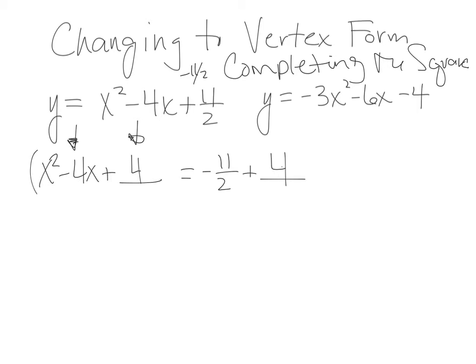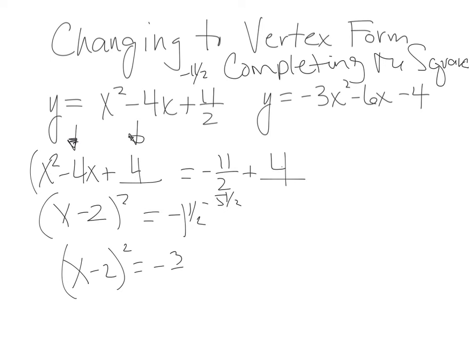And let's actually factor this. That's going to be (x - 2)² equals, let's see, negative 11 halves is really negative 5.5, right? So if we add negative 5.5 plus 4, that's going to be negative 1.5, or negative 3 halves. And now, if I bring that back over to that side, I'll have (x - 2)² plus 3 halves. There's my a value of 1. My vertex is at (2, 3/2), and I've got this in vertex form.